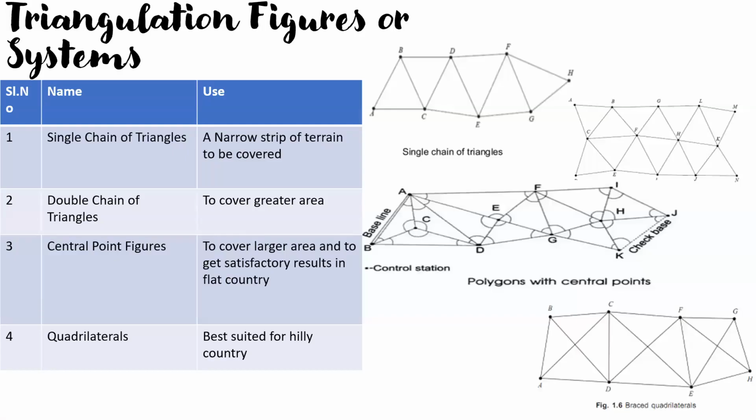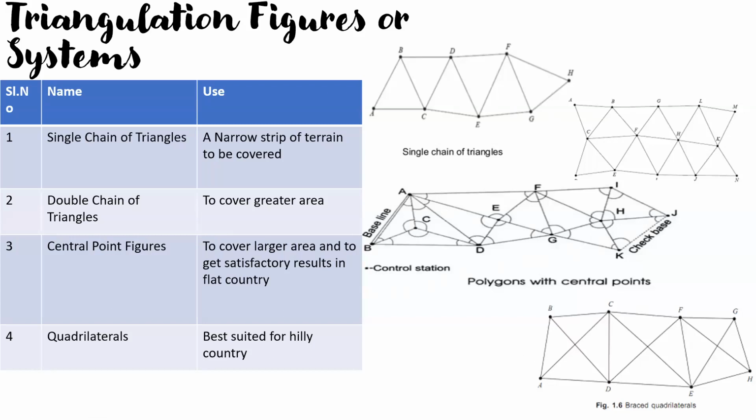Now, coming to how do we choose a triangulation figure? Here we have 4 different sets of figures, that is single chain of triangles, double chain of triangles, central point figures, and quadrilaterals. This is a single chain of triangles. Here we have a double chain of triangles. Here we have a central point figure and braced quadrilaterals, or also quadrilaterals.